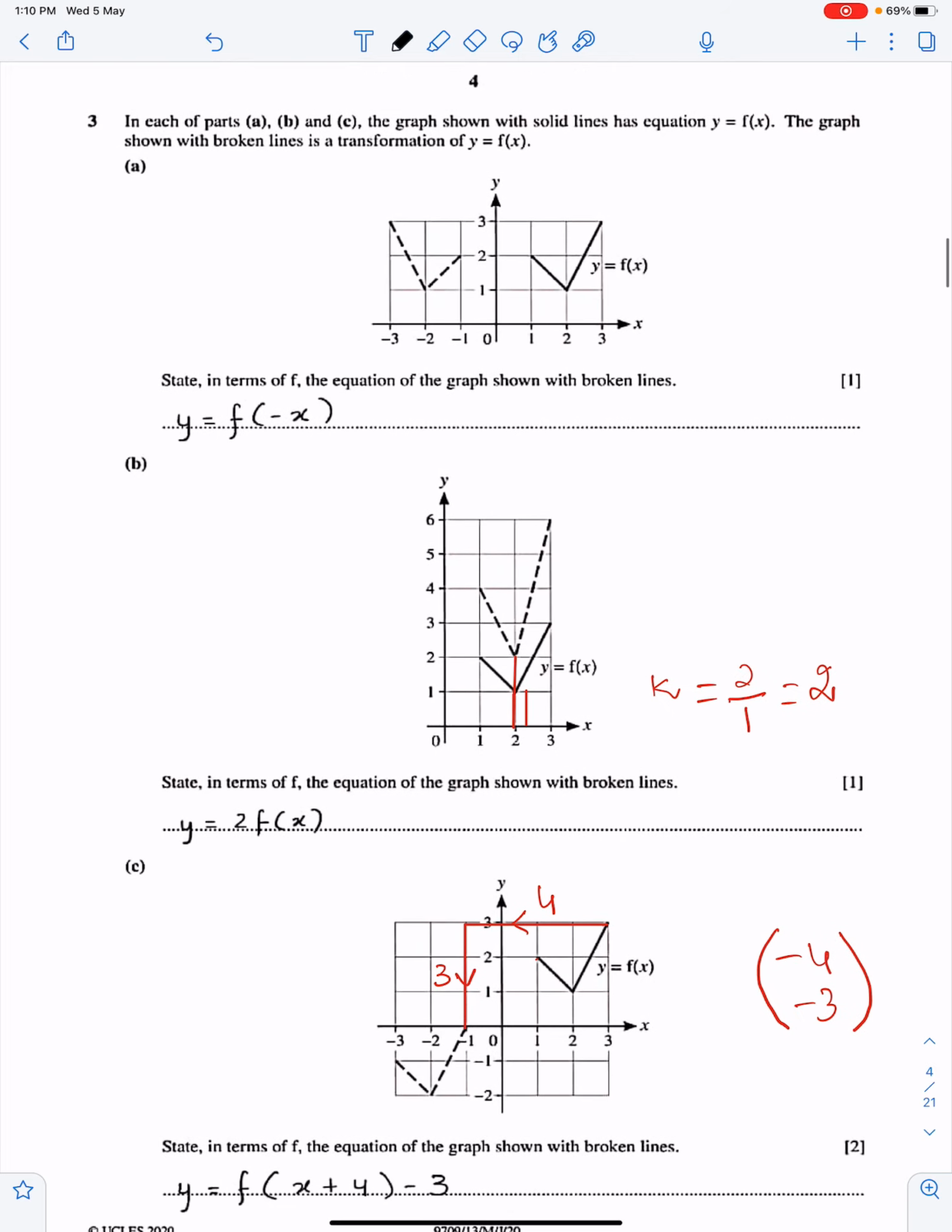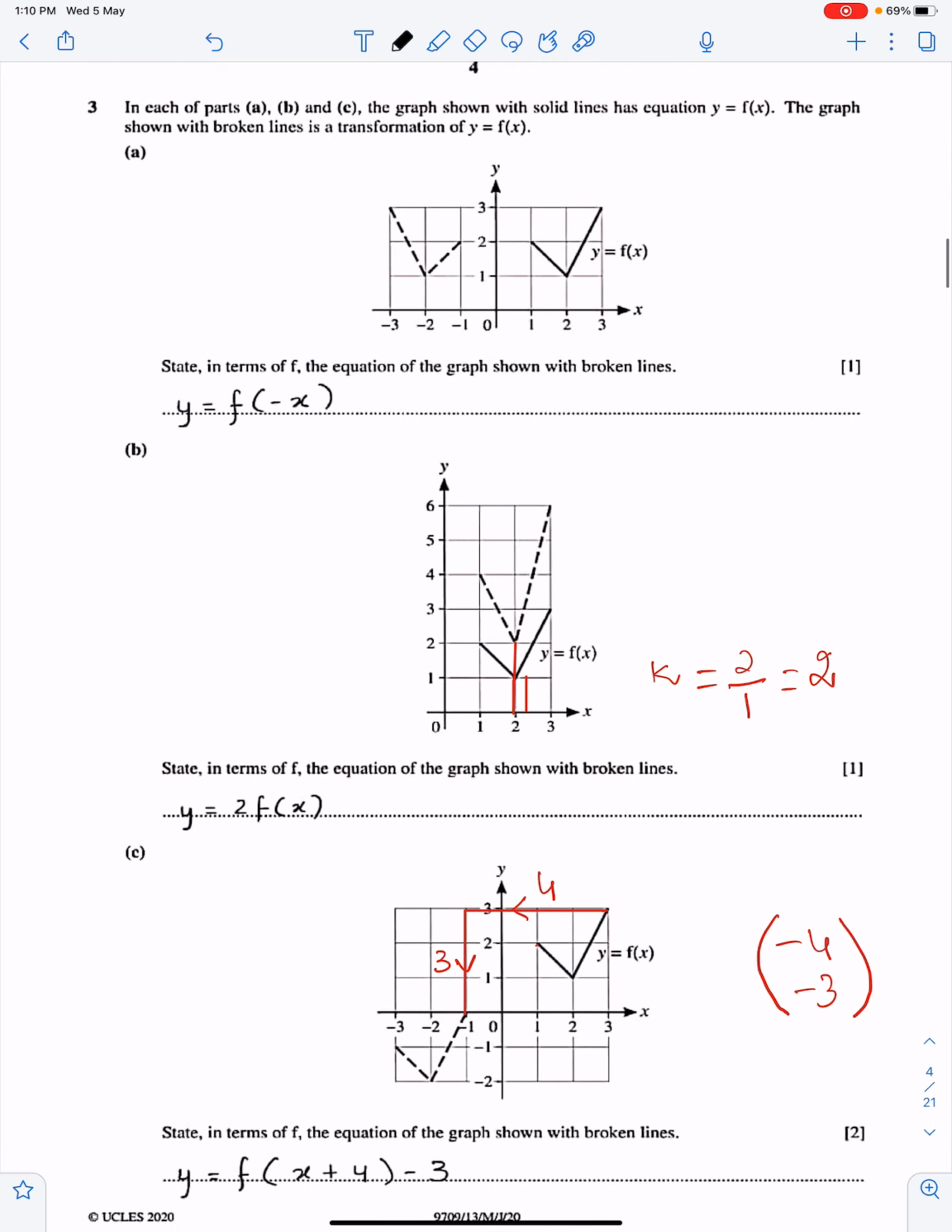This question is of transformations of functions. In each of parts A, B and C, the graph shown with solid lines has equation. This graph and this graph. The graph shown with broken lines is a transformation of y is equal to f of x. State in terms of f the equation of the graph shown with broken lines. You just need to observe this transformation.